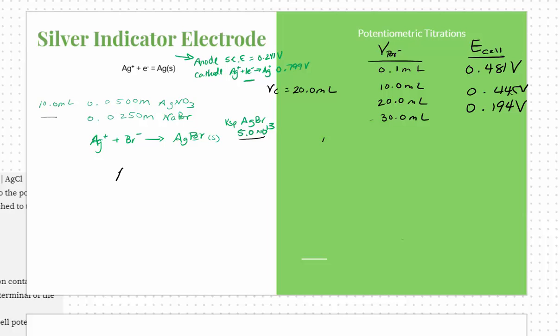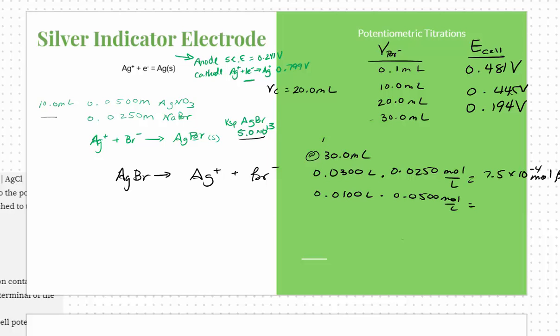So although we're still using the KSP equation, AgBr reacts to form some amount of Ag and Br. Now we're starting with some concentration of bromide. Now that concentration of bromide is going to be dependent on the excess bromide in the solution. So the excess bromide in the solution, first we need to find out how much bromide we have. Well, at 30 milliliters, we calculate the moles. So 0.0300 liters of a solution that is 0.0250 moles per liter. And that is 7.5 times 10 to the negative 4th.